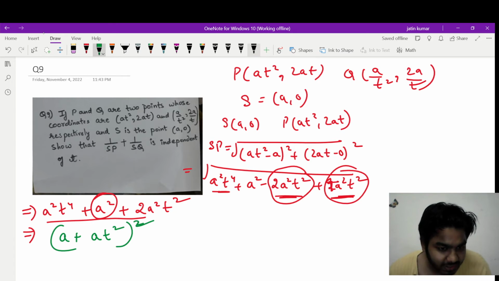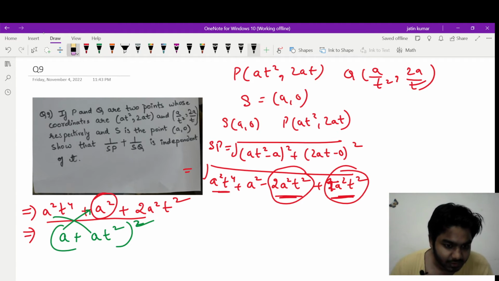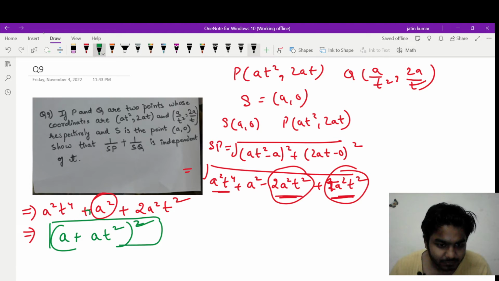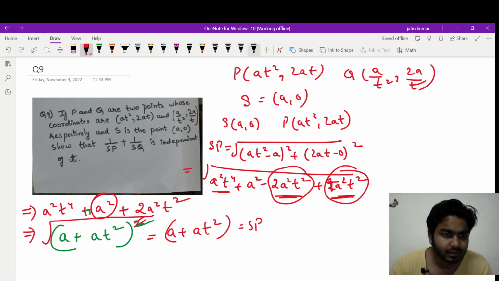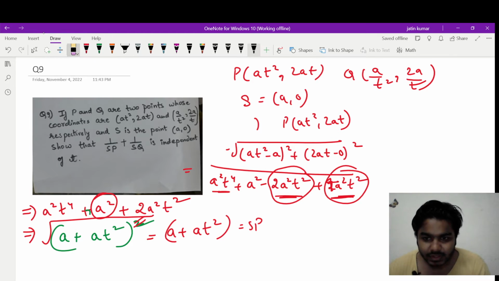So a square t4, yes, and 2a square t square. Yeah, this is the formula. Here it is the identity, right? a plus at square whole square. Okay, so we have got SP, and this will be under root, so under root and square will get cancelled, so we are left with a plus at square. Okay, so this we have got SP. Now we will find SQ.